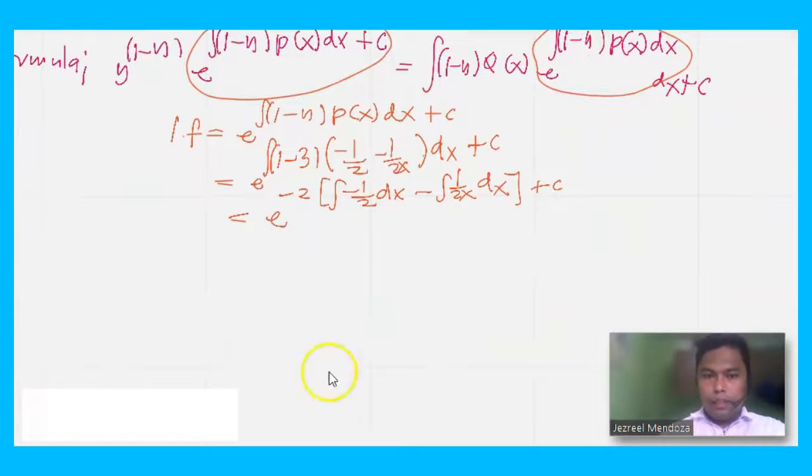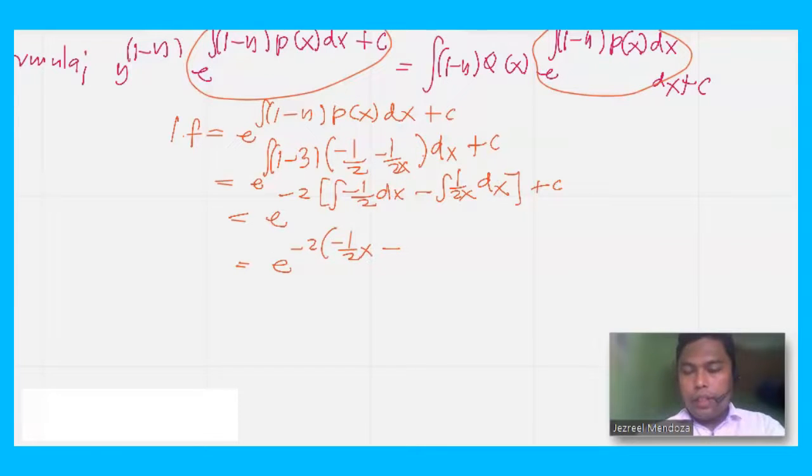Okay, from that we can integrate it directly. This is e to the negative 2. This will become integral of 1/2 dx is negative 1/2 x, okay, minus integral of 1/2 dx over x, that is 1/2 ln x.